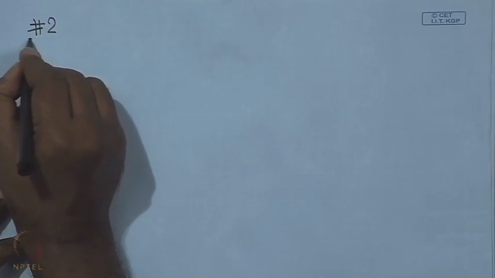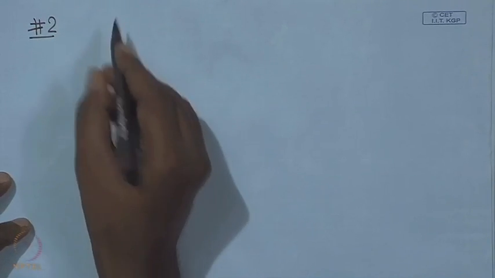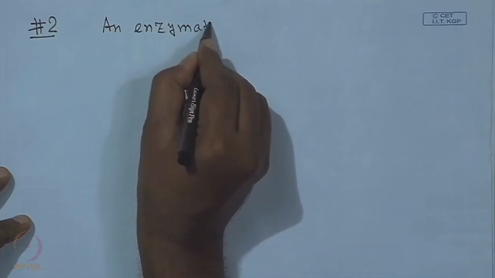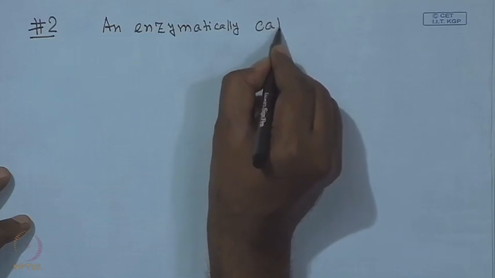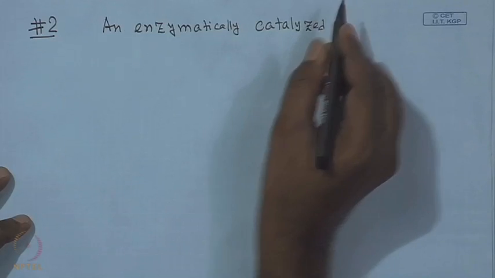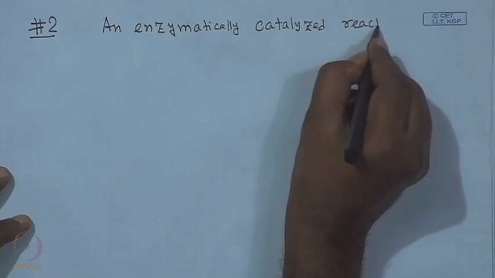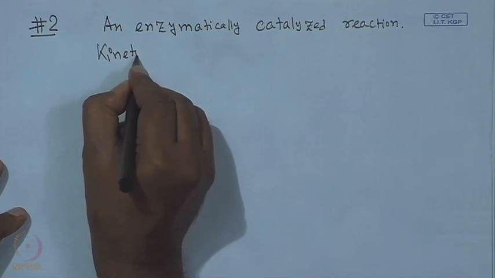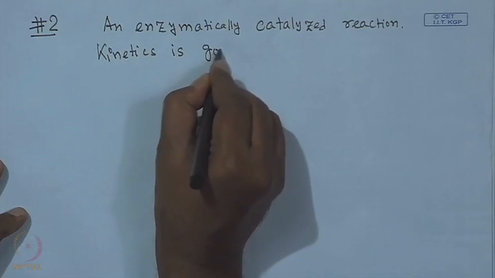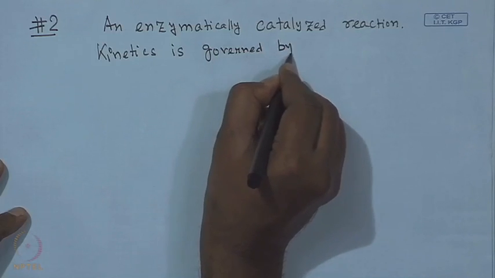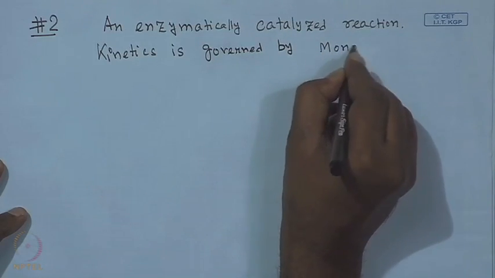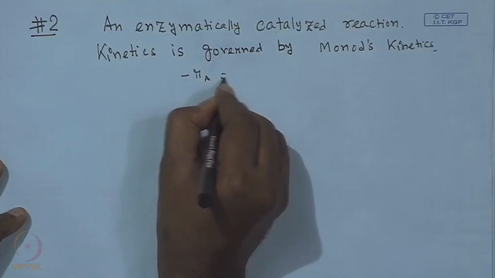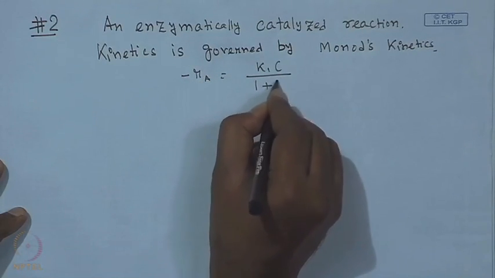So, the next example of today's class is again an enzymatic catalyzed reaction, and again the kinetics is governed by Monod's kinetics, that is minus R of A is equal to K1 C divided by 1 plus K2 times C.